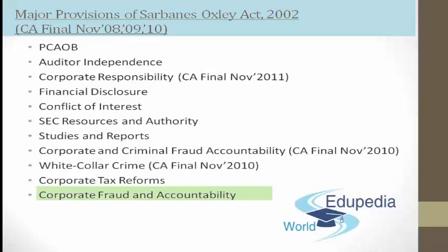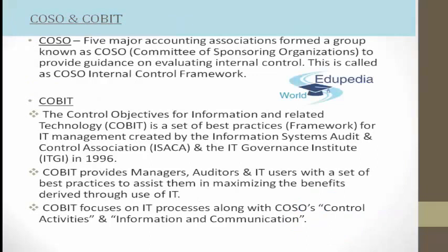I'm sure you got complete clarity with respect to each and every aspect of the provisions of the Sarbanes Oxley Act 2002, be it PCAOB, auditor independence, corporate responsibility, financial disclosure, conflict of interest, SEC resources and authority, studies and reports, corporate and criminal fraud accountability, white collar crime, corporate tax reform, and finally corporate fraud and accountability. With this, let's move to the next topic, which relates to COSO and COBIT.